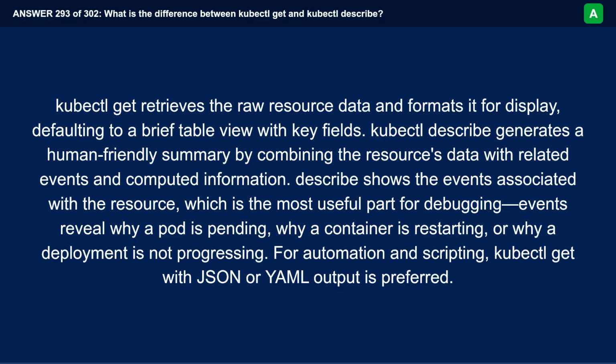Describe shows the events associated with the resource, which is the most useful part for debugging. Events reveal why a pod is pending, why a container is restarting, or why a deployment is not progressing. For automation and scripting, kubectl get with JSON or YAML output is preferred.